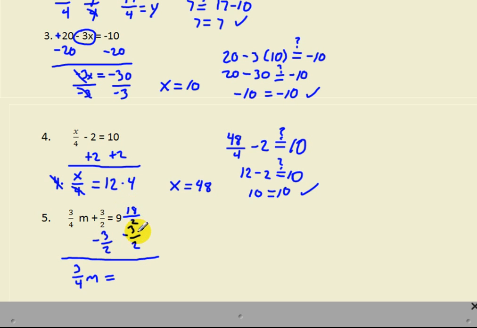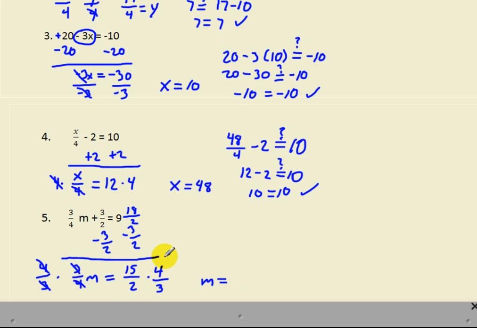So 18 over 2 minus 3 over 2, we keep 2 as our denominator. 18 minus 3 is 15. And now this is 3/4 times m, so we want to divide by 3/4, but remember we can do that by multiplying by the multiplicative inverse. So we're going to take 4/3 times 3/4. That means we have to also multiply by 4/3 on the right-hand side. So on the left-hand side, the 4 in this numerator will cancel this 4 in the denominator. 3 in the denominator here cancels the 3 here, so that we just have m.